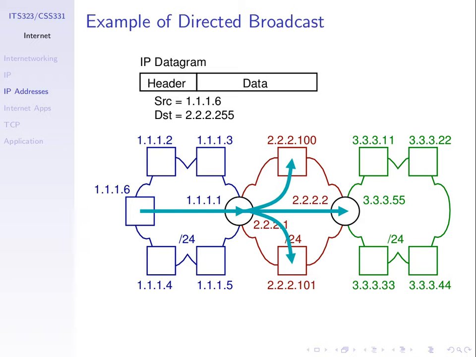The router recognizes this datagram must be delivered to everyone on my red subnet. So what the router does is makes a copy and sends it to 2.2.2.100, 101, and the other router. The router will know who's on its subnet, and it will send a copy to everyone. There are some optimizations of how to send the copy depending upon the LAN or the subnet technology, but the idea, the router will send a copy to everyone on that red subnet. And as a result, we've delivered by sending one packet to four different devices.